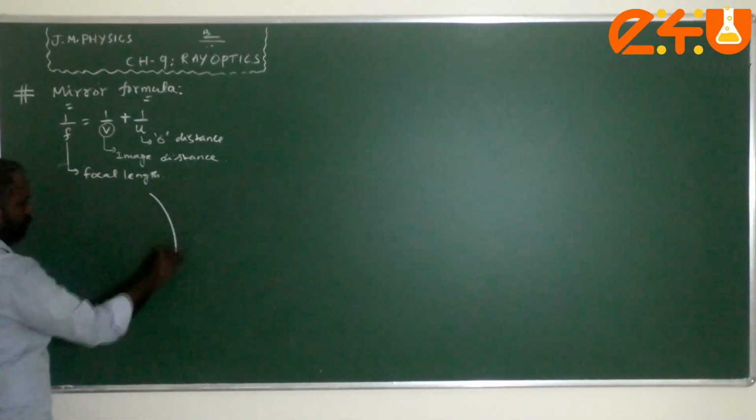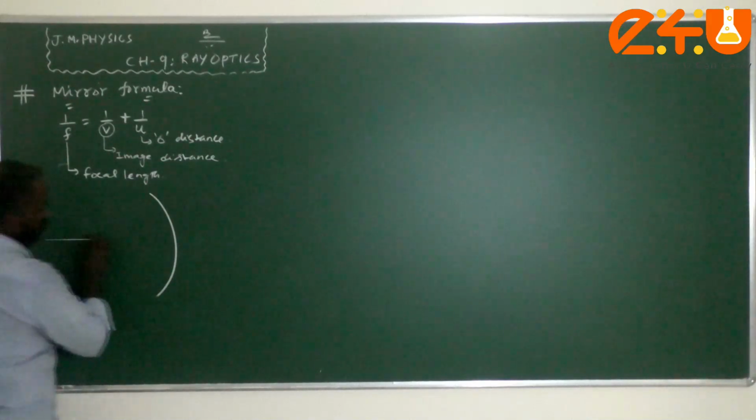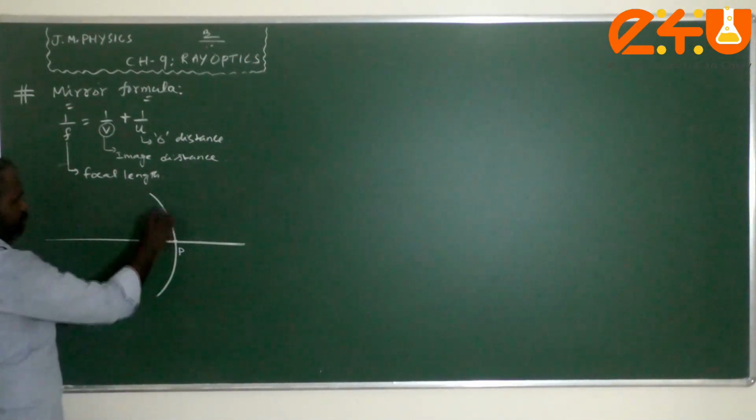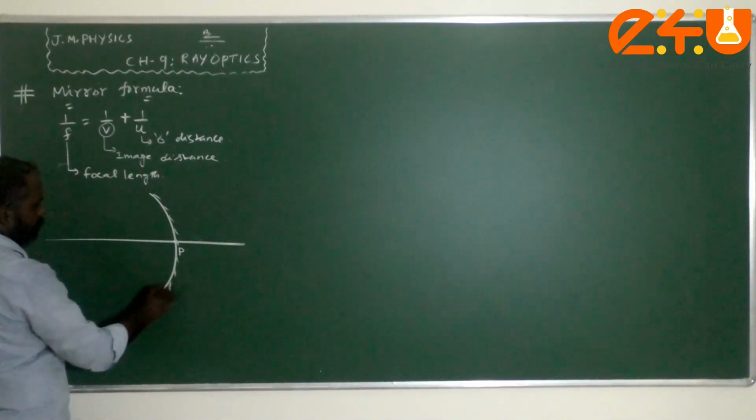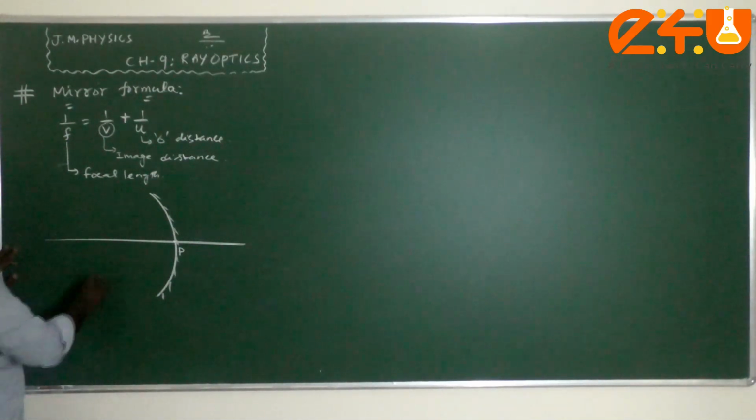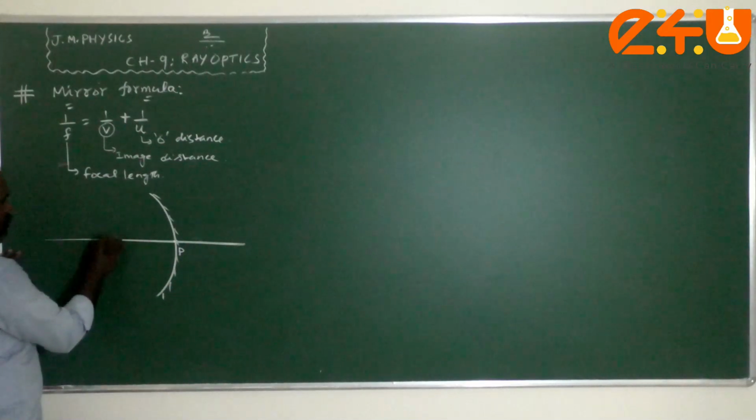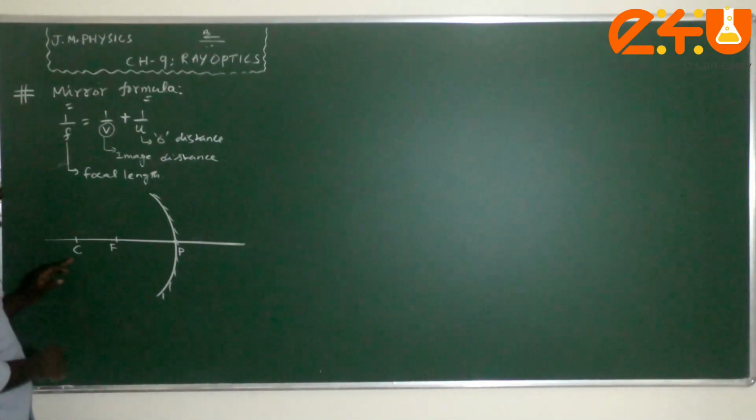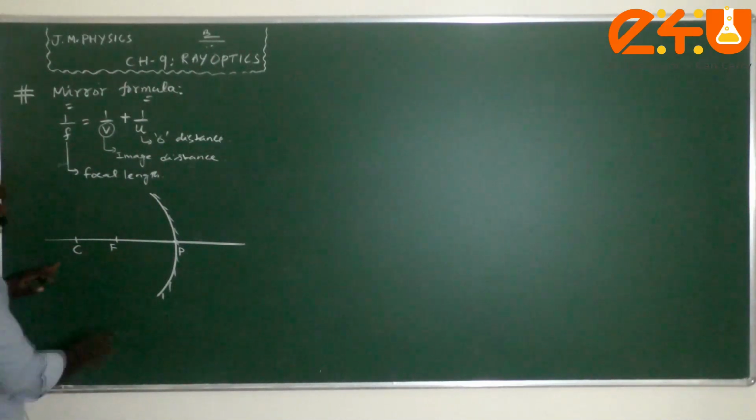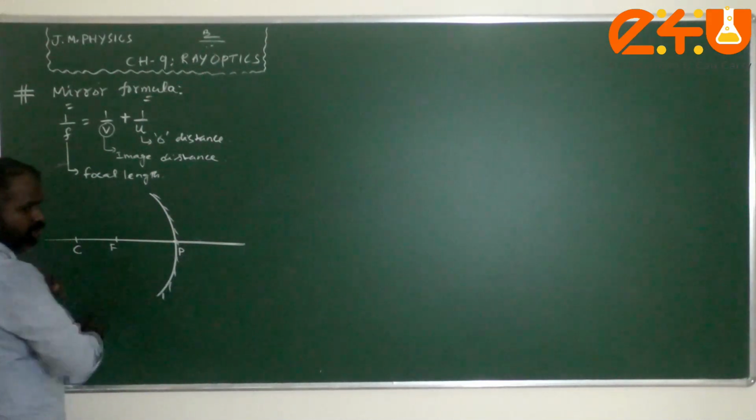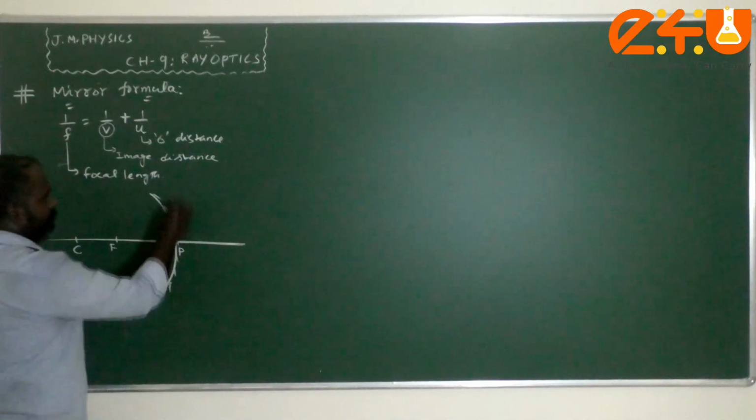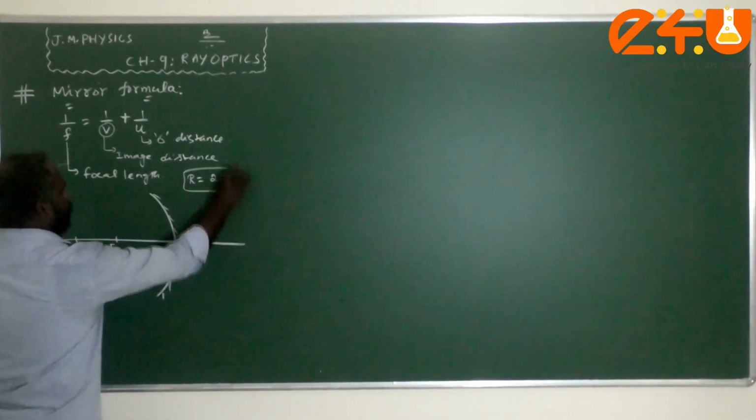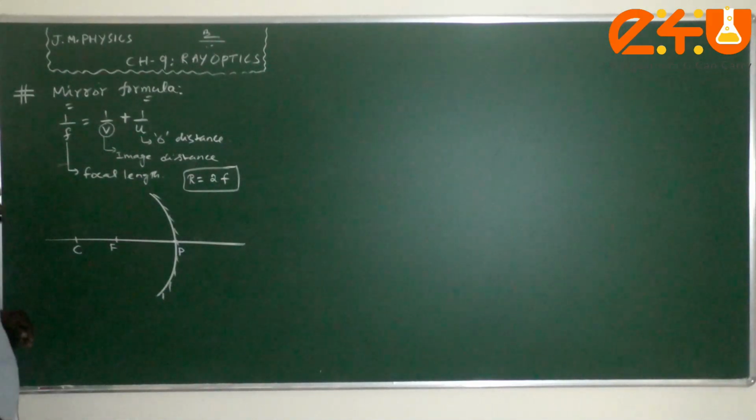Take the concave mirror, and this is your principal axis, and the pole of the mirror is P. The mirror's reflecting surface is curved inward, and let us consider this point F, the principal focus. This is the point C, the center of curvature, and what is C equal to, children? R, and R is equal to 2F, which we will discuss. The radius of curvature is 2 times the focal length. I will do that derivation later.